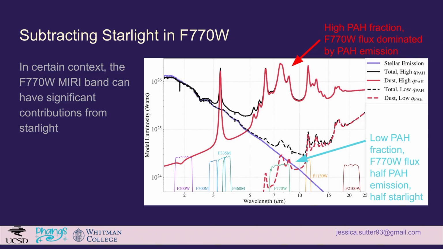The other one has a low QPAH, so a low amount of PAHs, and that's the dashed line. And what we can see with the solid line, the red line and the black line are basically overlapping at 7.7 microns. So that means all of the emission we're seeing at that wavelength is from the dust and the PAHs, I should say. Whereas in the dashed line, where there's that low PAH fraction, the blue-purple line and the red dashed line are about equal on the y-axis at 7.7 microns, which tells us about 50% of our emission is coming from stars and 50% is coming from dust. So in situations like that, we want to make sure we're removing that starlight, so we're not counting something as having a lot of PAHs when it really has a low amount of PAHs but a lot of starlight.